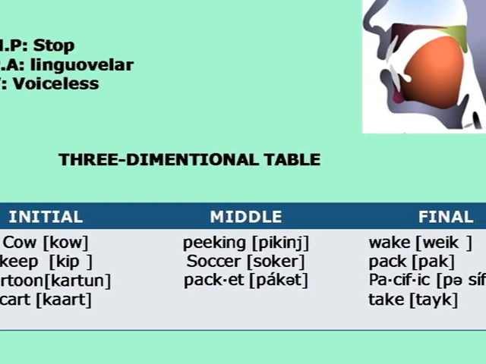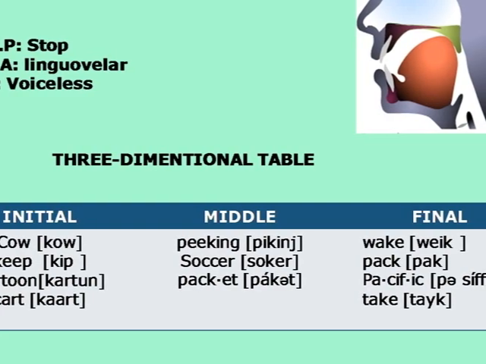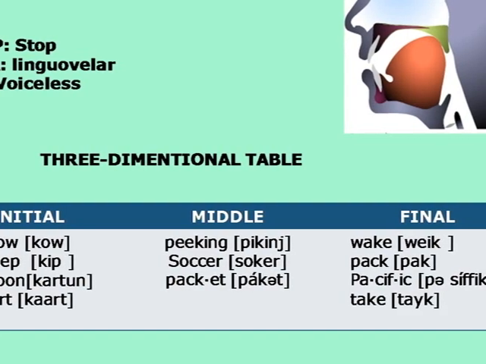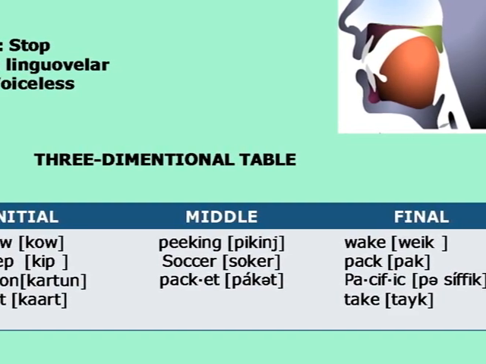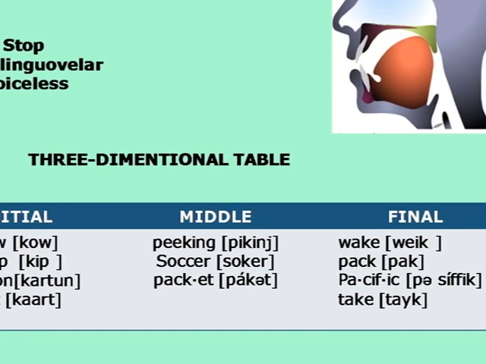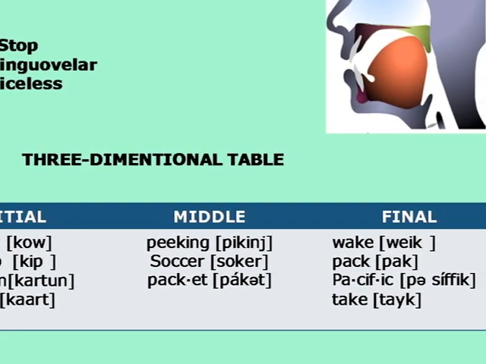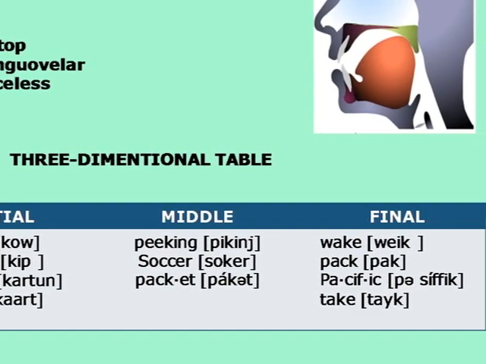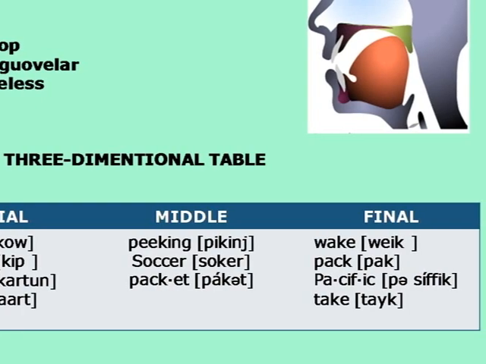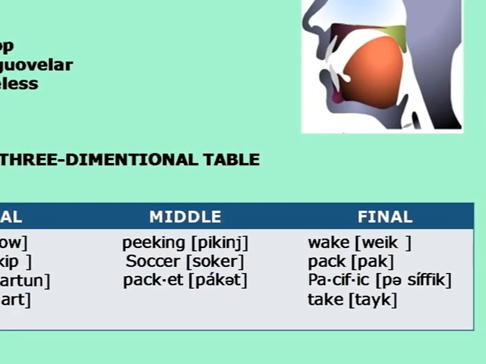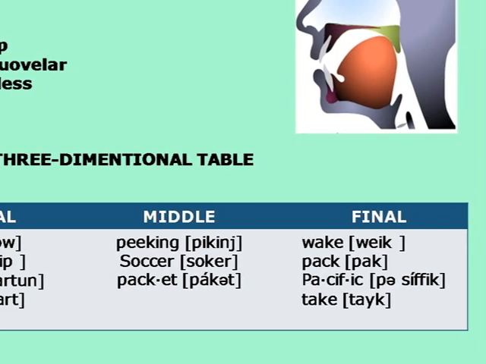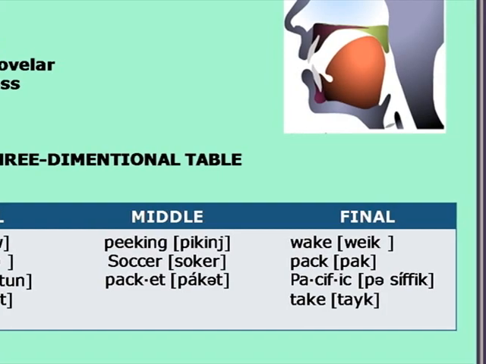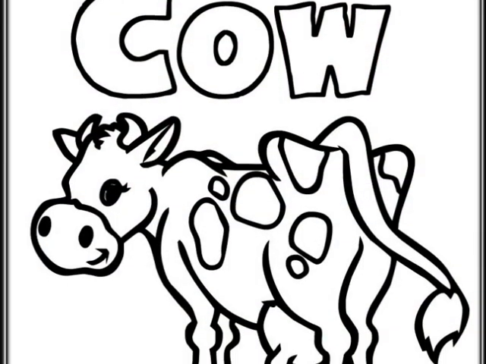In some languages, the vocal cords are actively separate, so it is always voiceless. In others, the cords are lax, so that it may take on the voicing of adjacent sounds. Three-dimensional table. Initial: cow, kick, cartoon, car. Middle: picking, soccer, packet. And final: wake, pack, Pacific, and take.